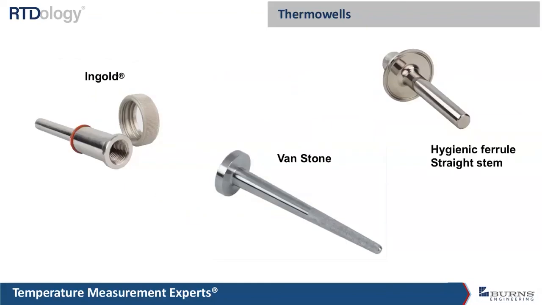Some of the other, more specialized Thermowells: we have this Ingold style, which is typically used in a bioreactor tank, and it slides into a little sleeve that's welded on the side of the tank, and it's sealed up with this little O-ring out here. And then this threaded nut holds it onto the adapter on the tank. Van Stone, this is a flange that's captured in between what they call a backing flange. And this one shows a tapered stem.